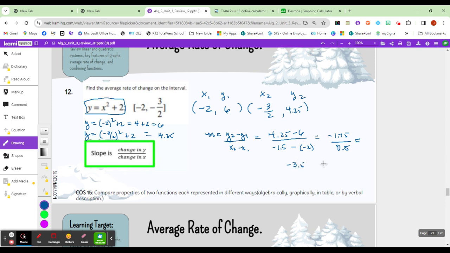If they want a fraction for this, you can think about this as -3.5 and turn it into an improper fraction by doing 2 times 3 is 6, 6 plus 1 is 7.